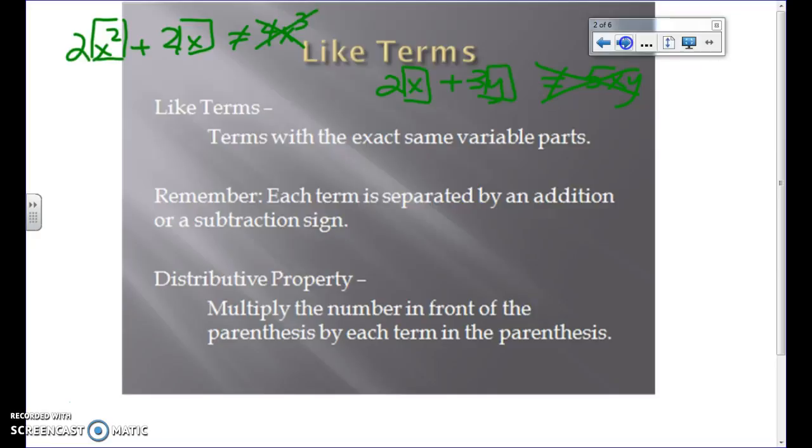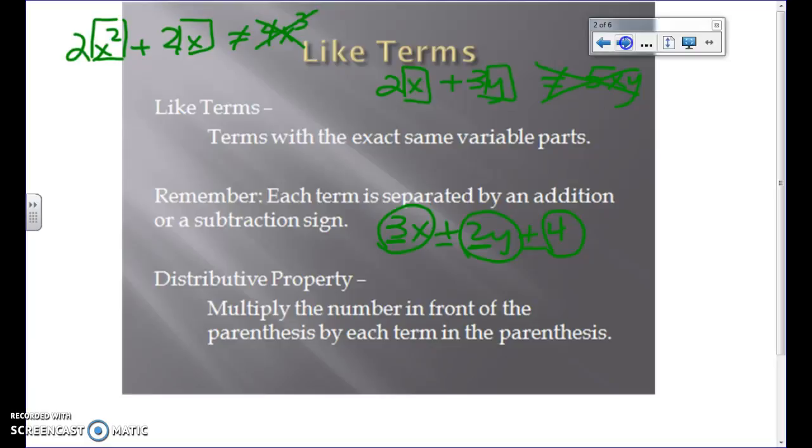Okay, so each term is separated by an addition or subtraction sign. This we know. So if I had 3x plus 2y plus 4, there would be two addition signs, but there would be three terms: 3x, 2y, and 4. I guess it's a good opportunity to review some other vocabulary as well. 3 and 2 would be coefficients. 3 specifically would be the leading coefficient. 4 would be a constant.